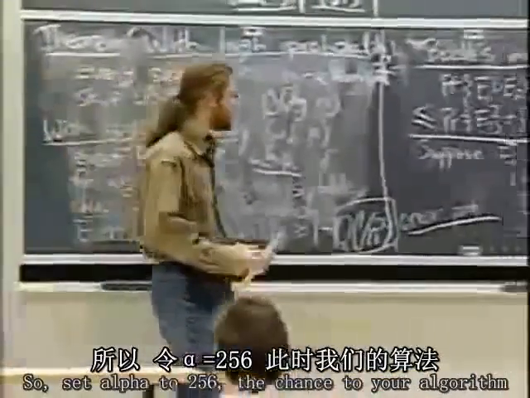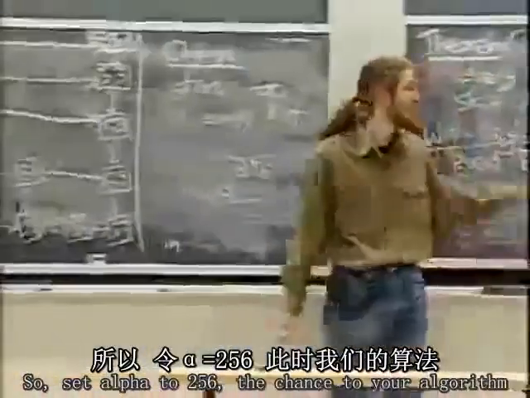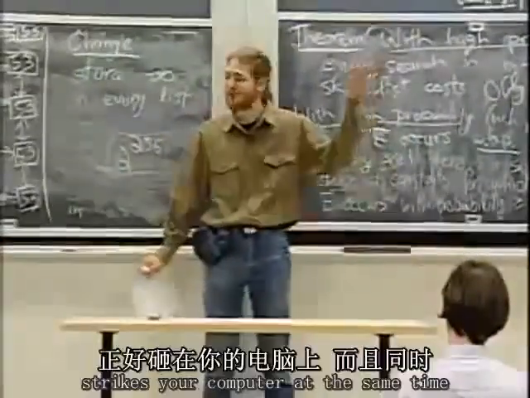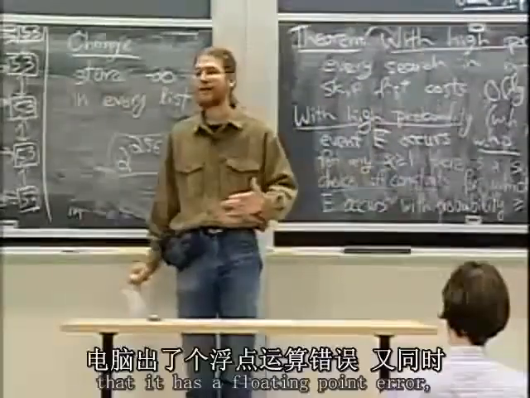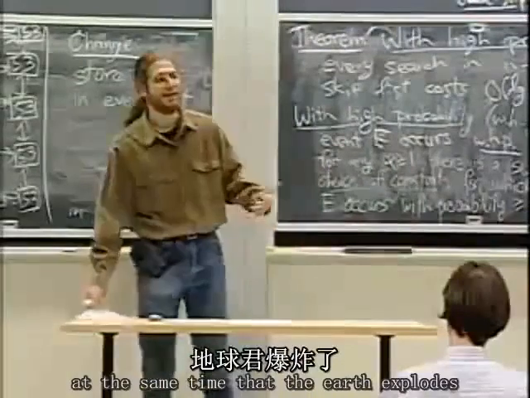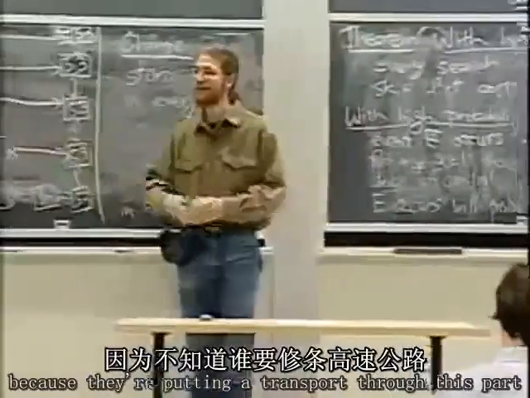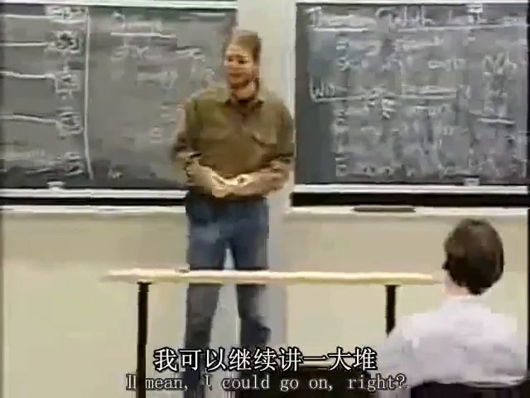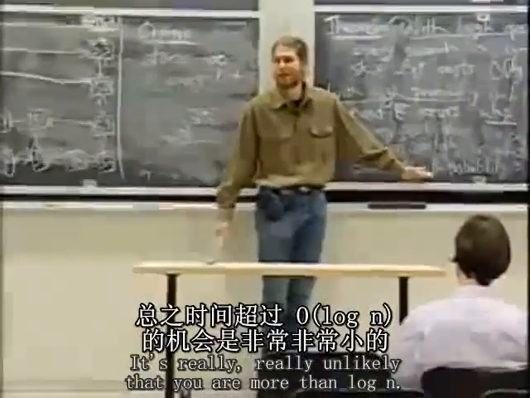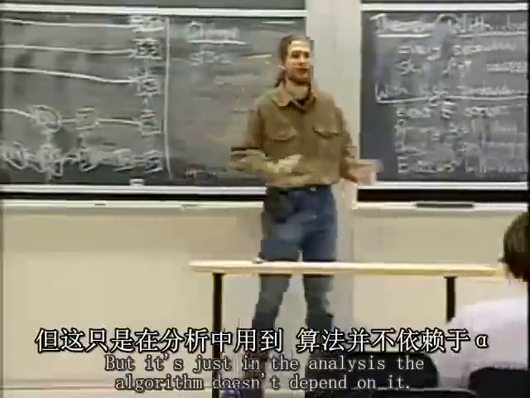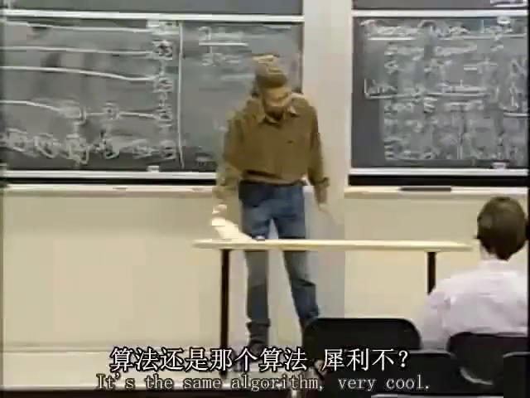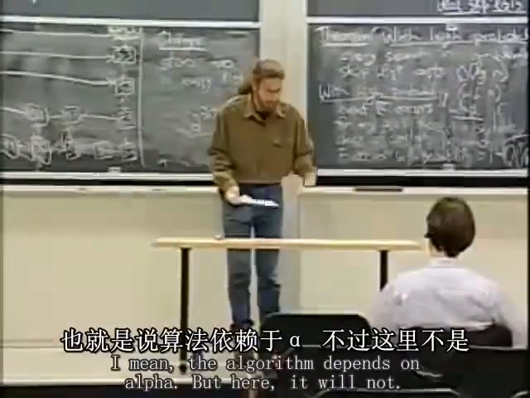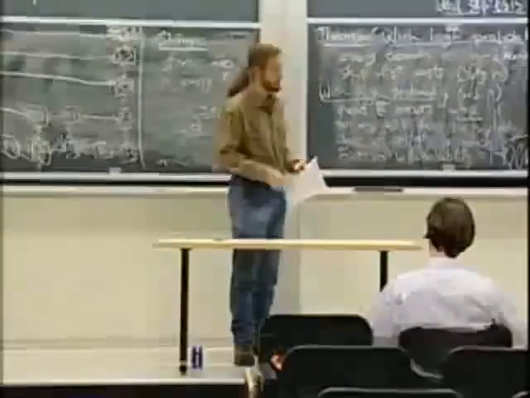Okay, so set alpha to 256, and the chance that your algorithm takes more than order log n time is a lot smaller than the chance that a meteor strikes your computer at the same time that it has a floating point error, at the same time that the Earth explodes because they're putting a transport through this part of the solar system, at the same time that, I mean, I could go on, right? It's really, really unlikely that you're more than log n. How unlikely, you get to choose, but it's just in the analysis. The algorithm doesn't depend on it. Same algorithm. Very cool. Sometimes with high probability bounds the algorithm depends on alpha, but here it will not. Okay.